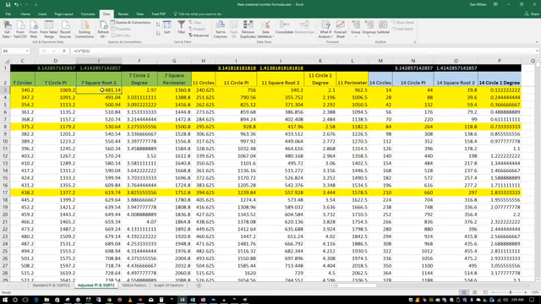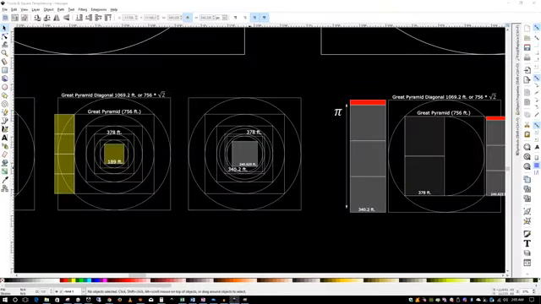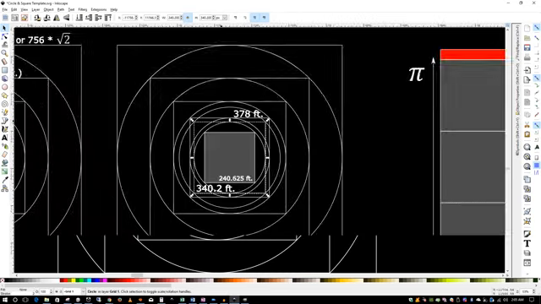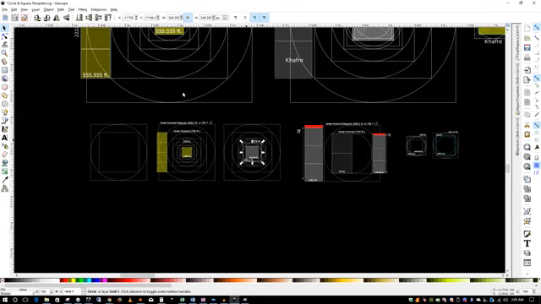If you take that 340.2 and you rotate it to where the corner is up and down, which is what you see here, then you get the 481.14. And then if you take the square root of 2 of this particular one here, which is the 340.2, well, that actually gives you the value if you wanted to multiply it times pi in order to get 756.